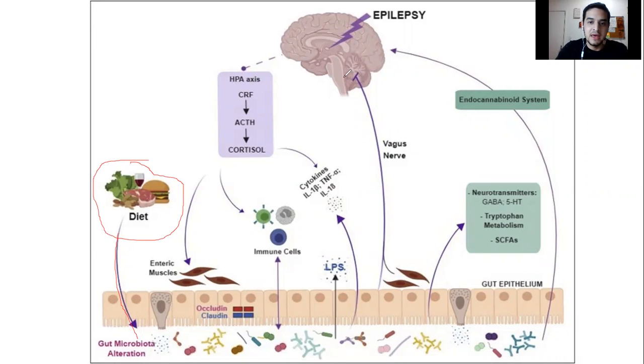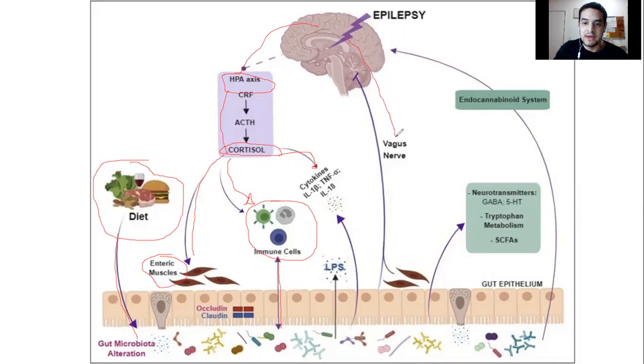We have the HPA axis compromised by epilepsy, and this HPA axis will release cortisol into the bloodstream. The cortisol will stimulate cytokines like interleukin-1 beta, TNF-alpha, and also interleukin-18. Cortisol will stimulate immune cells to work, and these immune cells will mediate a response to the gut microbiota walls. Okay, and here cortisol will also stimulate the enteric muscles.